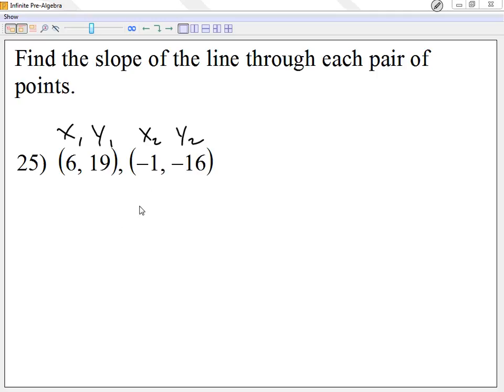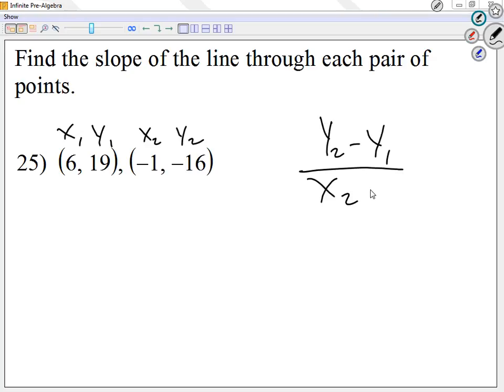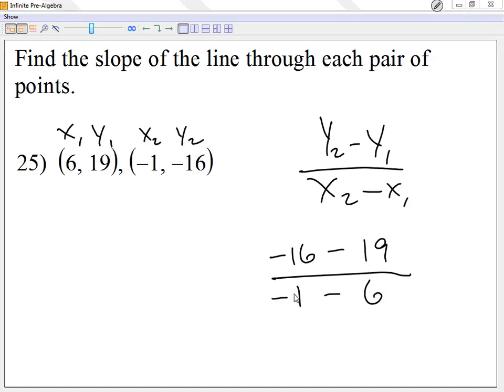I know when we covered this, I gave you guys a formula that back then I called y2 minus y1 over x2 minus x1. Do notice that there's always a minus in between. On the top, I'm subtracting the y's, and at the bottom, I'm subtracting the x's. So I'm going to go negative 16 minus 19, the second y minus the first y. At the bottom, I'm going to write negative 1 minus 6, the second x minus the first x.